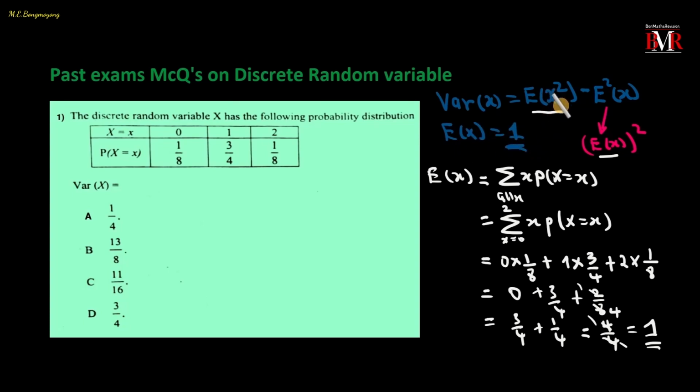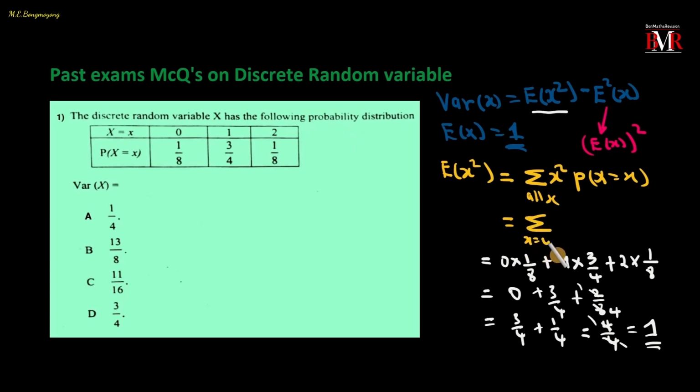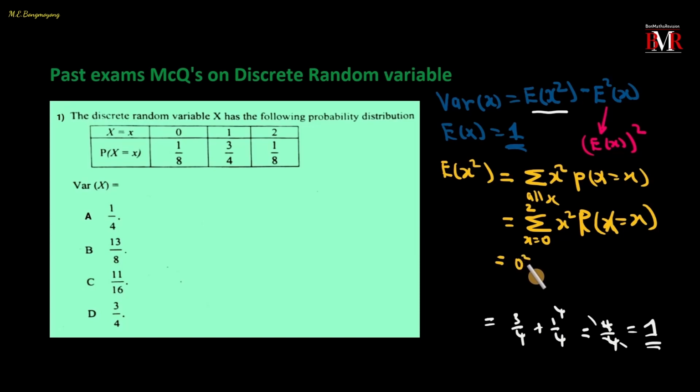So we need to look for E of x squared. E of x squared can be gotten from the formula summation of x squared times the probability of x for all x. That means for this case, x ranges from 0 to 2. That is the summation from x equals 0 to 2 of x squared times the probability of x. That means 0 squared times 1 over 8 plus 1 squared times 3 over 4 plus 2 squared times 1 over 8.